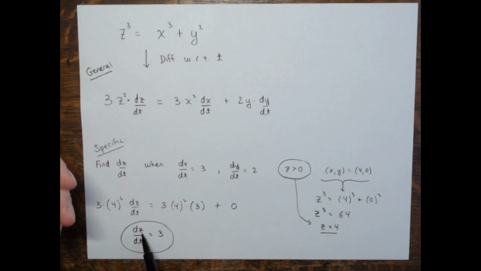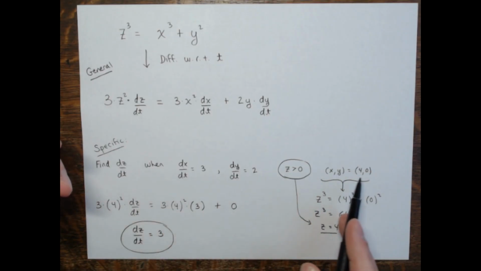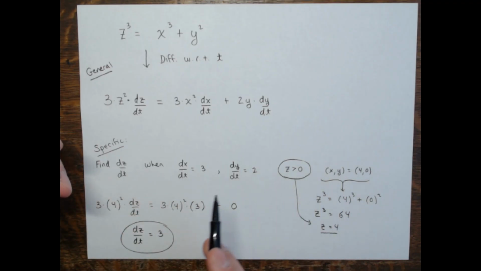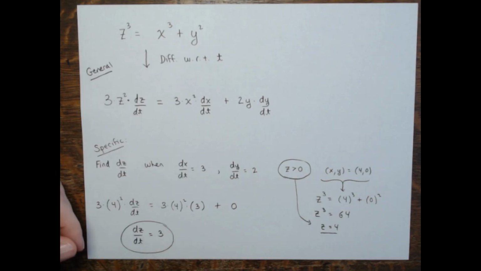So, I didn't really mention this in the last problem, but this would tell me that at this particular instant, at this specific moment with all the information they gave us, the value of z would be increasing as t increases. Right? It's a positive rate of change, positive derivative.